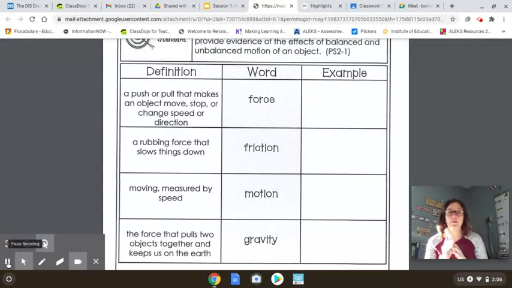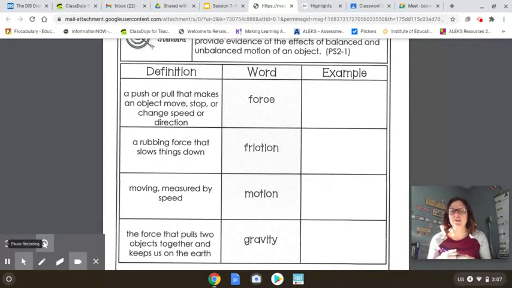So let's do a little bit of reviewing. A force is a push or a pull that makes an object move, stop, change speed, or change direction. So let's think about baseball. Mrs. Gillens loves to watch baseball games. So some forces that you might see in baseball are the ball being hit, the ball being pitched, somebody throwing the ball, somebody catching the ball, running to first base, stopping on first base. Those are all different kinds of forces.